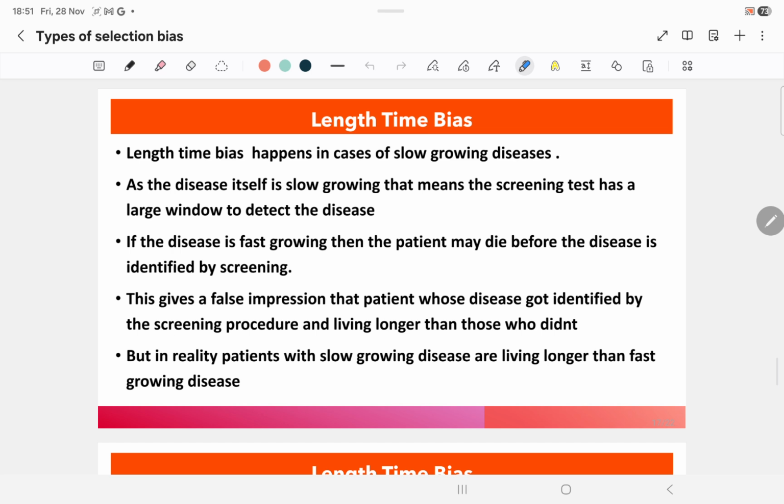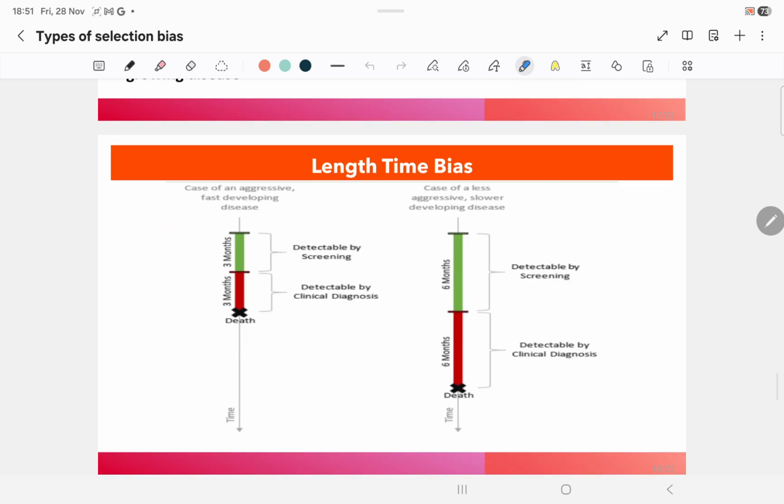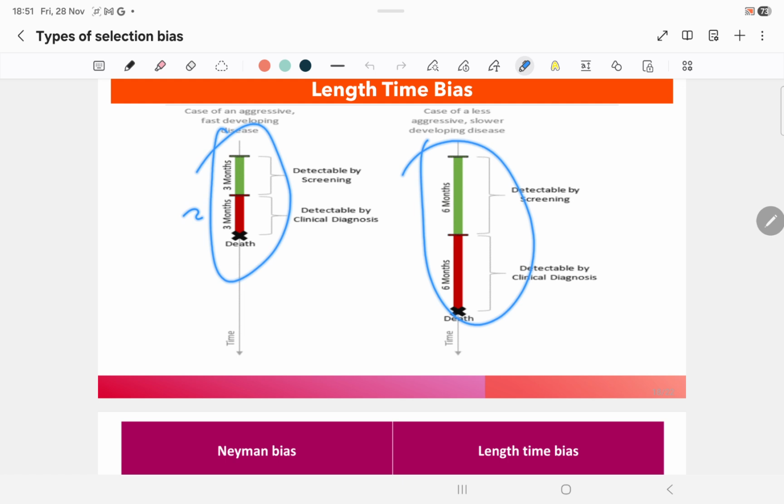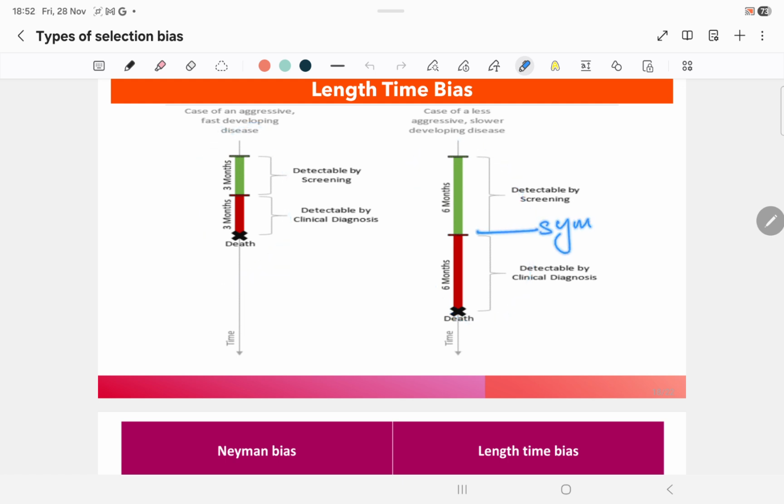Length time bias. So length time bias happens in case of slow growing disease. As the disease itself is slow growing, that means the screening test has a large window to detect the disease. I will show you an example. So this is a slow growing disease. This is a fast growing disease. Now see here, symptoms develop at this point. Here, symptoms develop at this point. Okay, between the green and red, the point between green and red in both cases.